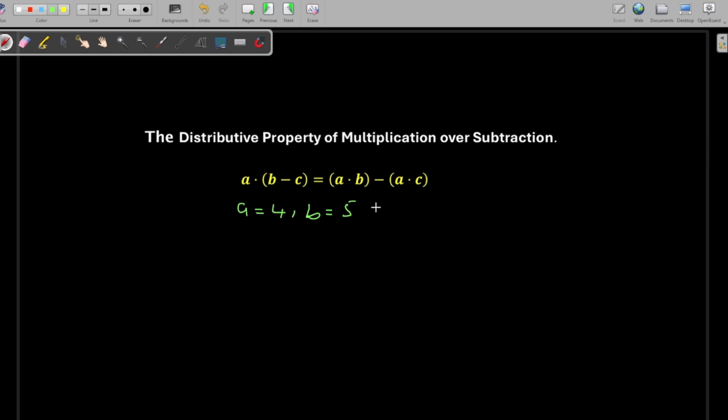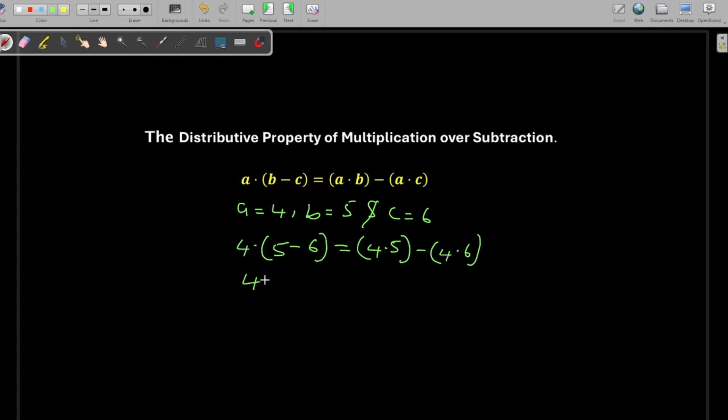5 and C is equal to 6. So let's simplify the expression. Our A is 4 multiplied by (B is 5 minus C is 6), we said is equal to (A, 4, multiplied by B, which is 5) minus (A, 4, multiplied by C, which is 6). We close the bracket. So let us simplify the parentheses first.